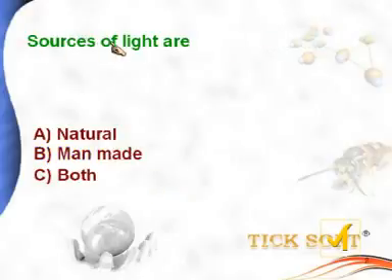Okay. Sources of light are, the options are option A, natural, option B, man-made, and option C, both. Sources of light, they are natural and also man-made. There are natural sources and man-made sources of light. So both are the answers. So option C, both is the answer.